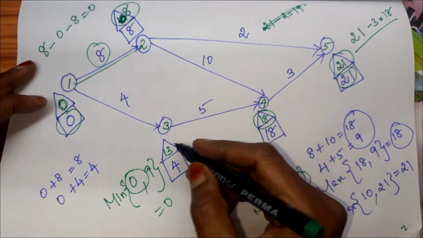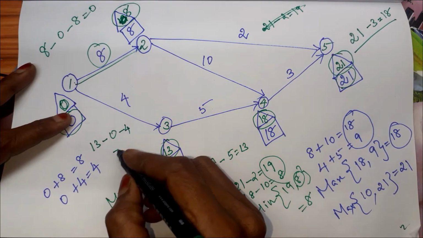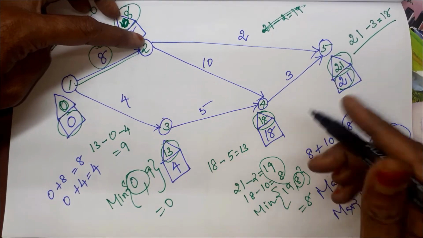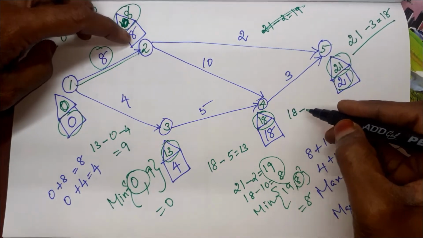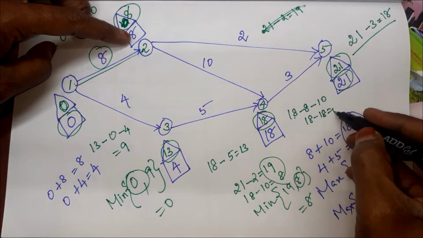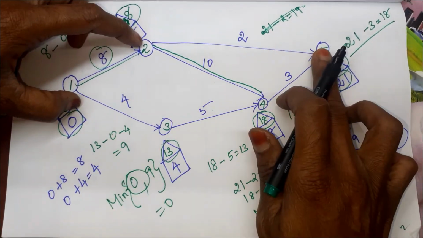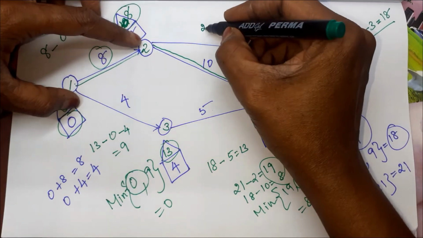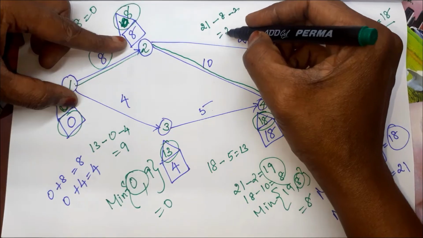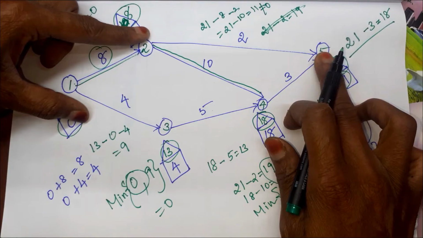1, 3. 1, 3 means this triangle value is 13 minus box value 0 minus 4, which is equal to 9. So it is not a critical activity. For 2, 4, triangle value is 18 minus box value 8 minus 10. So 18 minus 18, which is equal to 0. So this is a critical activity. And 2, 5. 2, 5 means triangle value is 21 minus 8, this box value, minus 2, which is equal to 21 minus 10, which is equal to 11, which is not equal to 0. So it is not a critical activity.